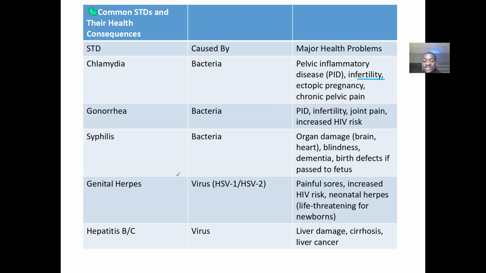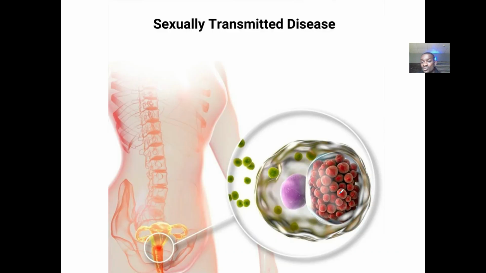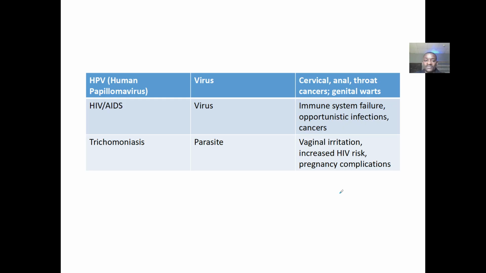Hepatitis B and C cause liver damage. Liver cells could die, leading to scar tissue, which is known as liver cirrhosis. Human papilloma virus can cause warts in different parts of the body. HIV and AIDS, of course, all of us know it makes your immune system weak, thereby predisposing you to having more disease conditions. Then trichomoniasis is a parasite.